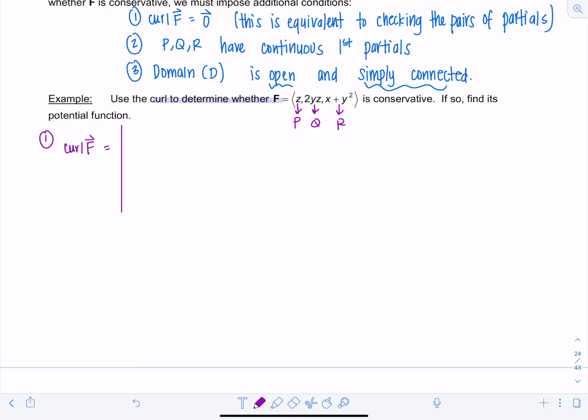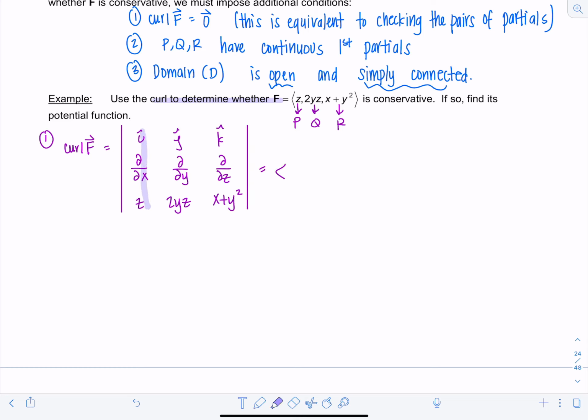So remember, put your vector field in the bottom row first. So z, 2yz, and then x plus y squared. Then the differential operator, so del x, del y, del z, and then i hat, j hat, k hat. All right, here we go.